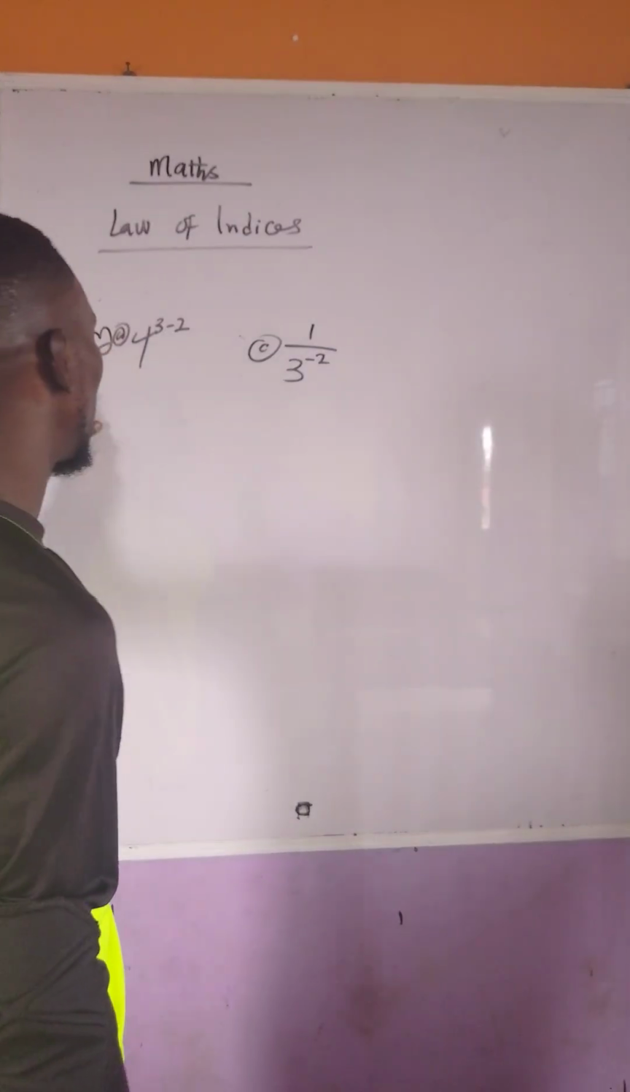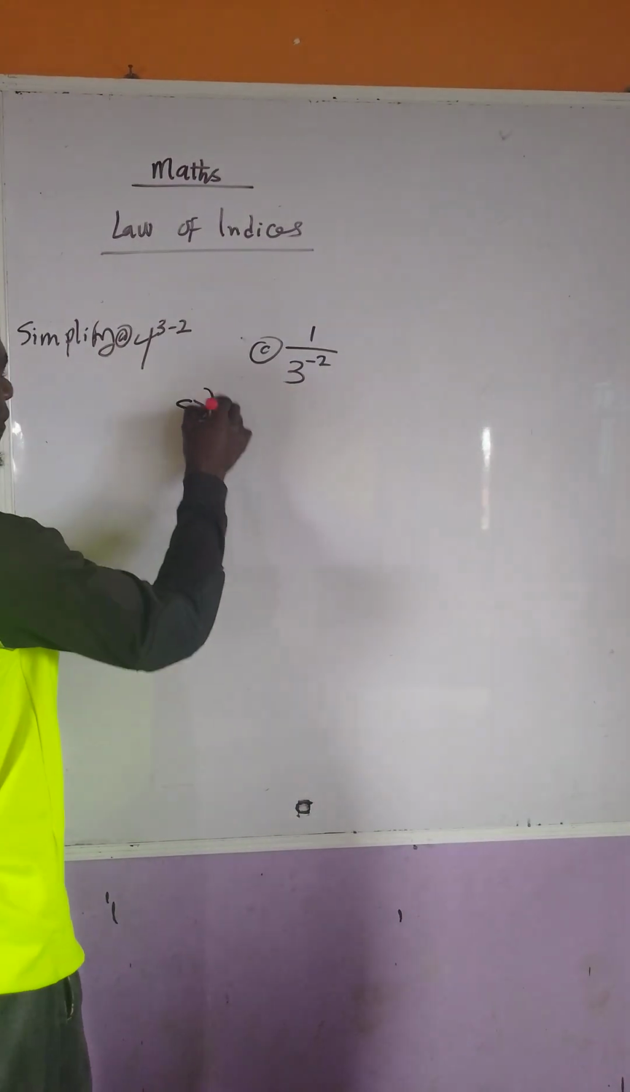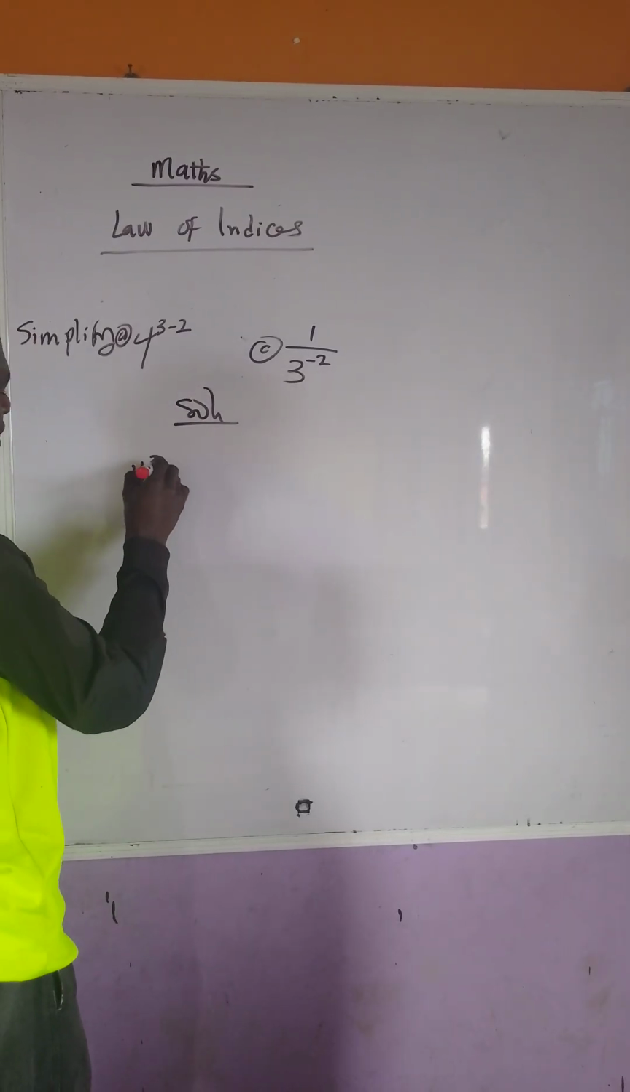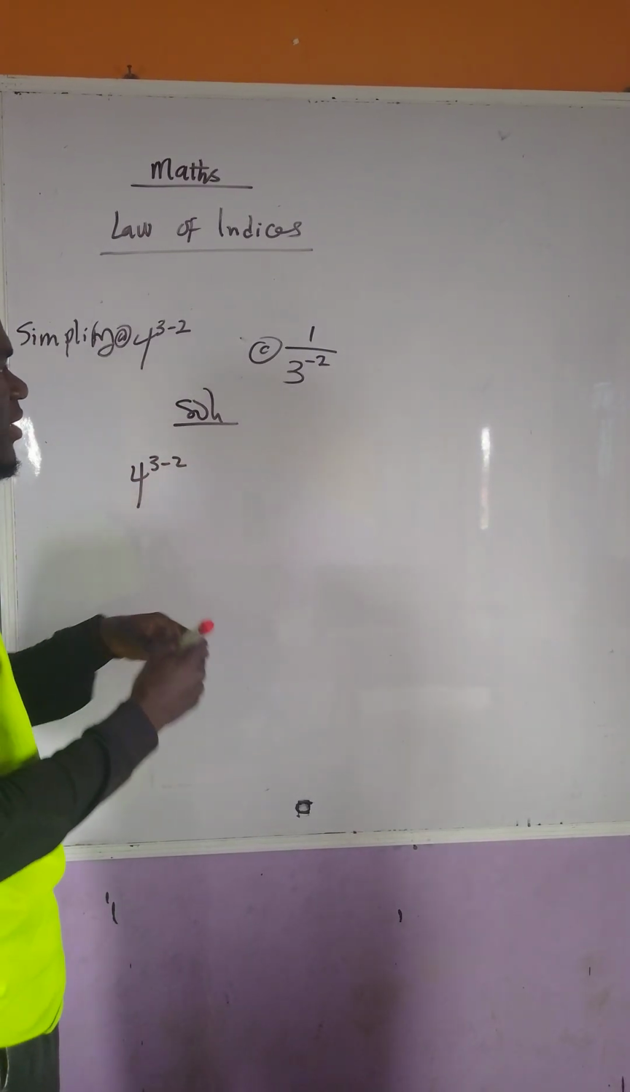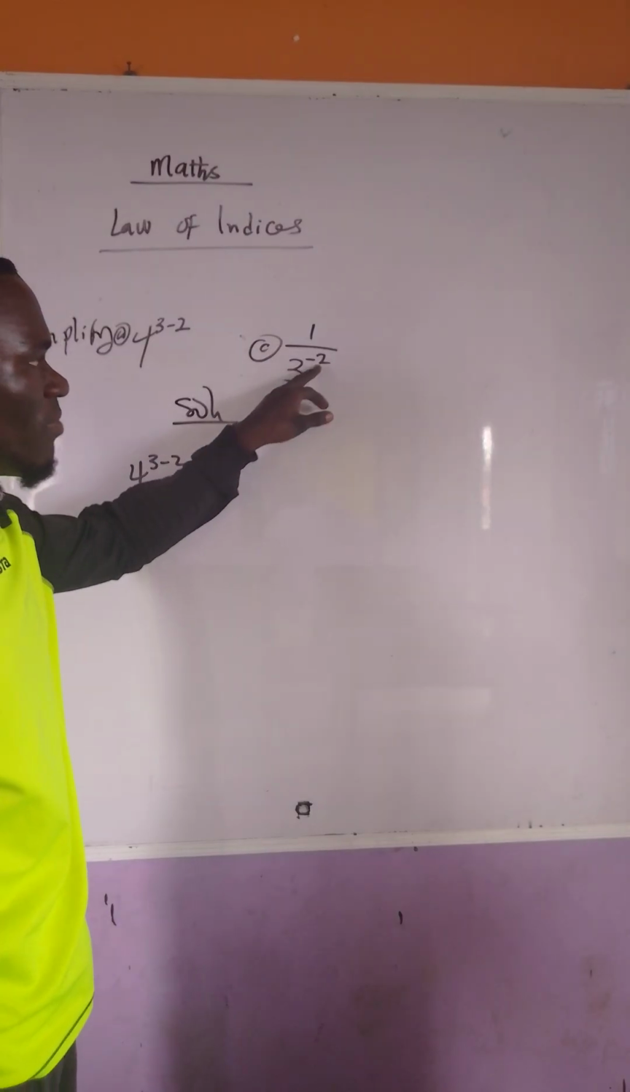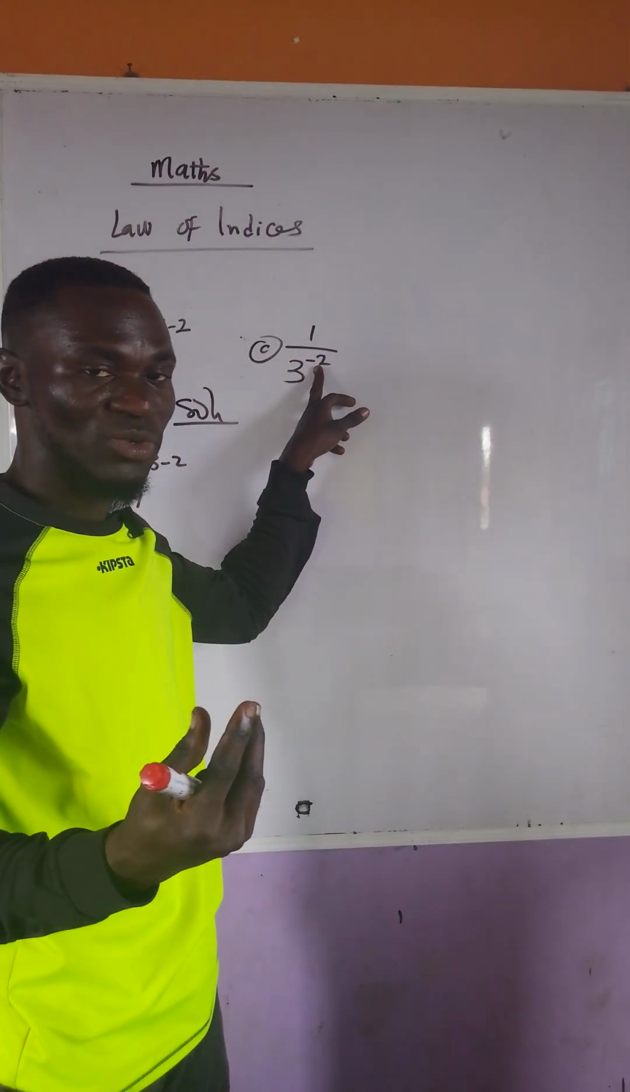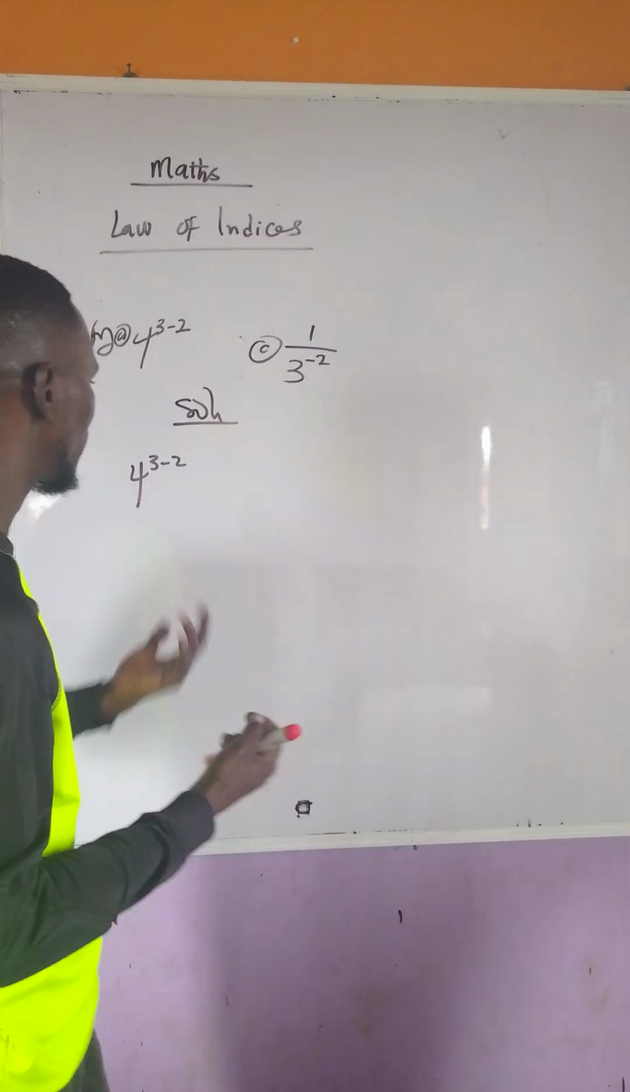So now we have to simplify 4 to the power of 3 minus 2, and we also have to simplify 1 over 3 to the power of minus 2. This kind of question is nothing to be scared of. Let's go with the flow.